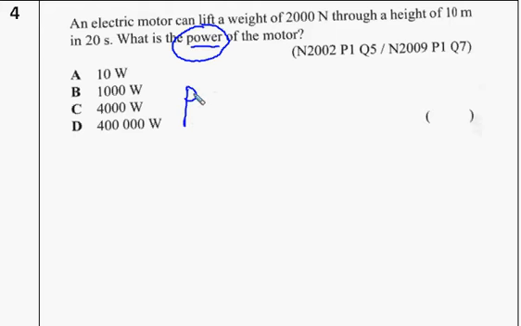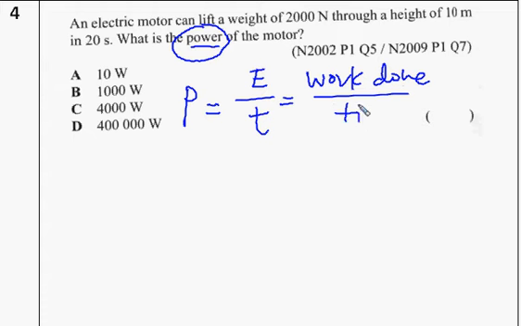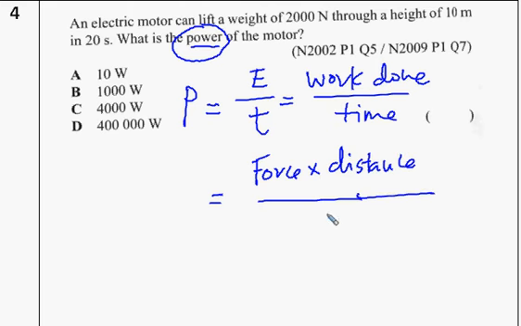So power, as you can recall from the previous question, is actually equal to the energy over time, or some students remember it as work done over time taken. There are many ways of remembering this: energy over time taken, or work done over time taken. The next question is, there's no work done mentioned in the whole question. So how do we find work done? Work done by itself is actually the force applied multiplied by the distance moved, and it's still divided by time.